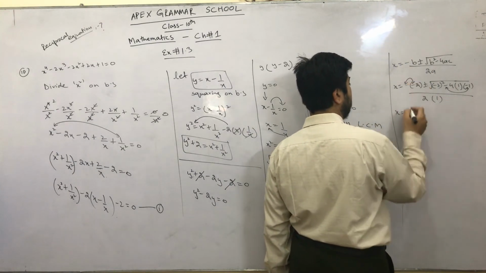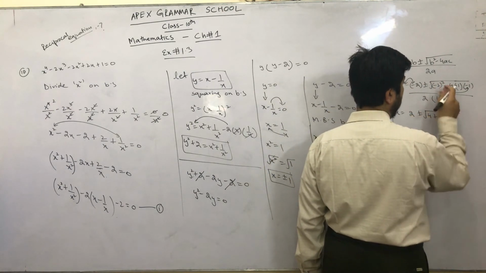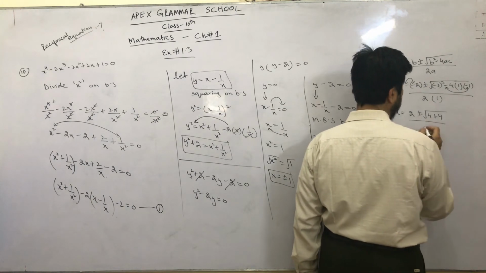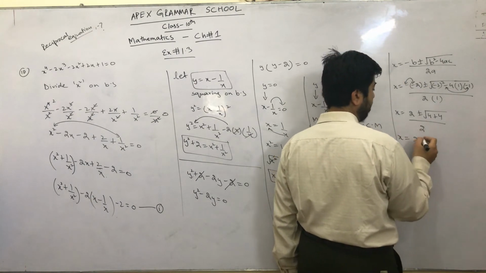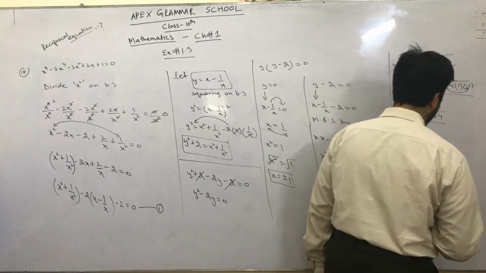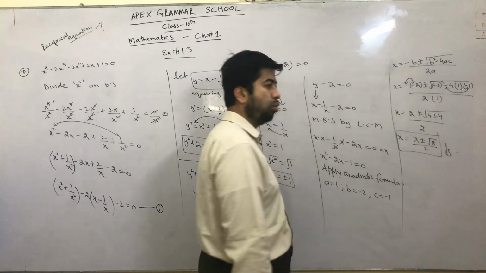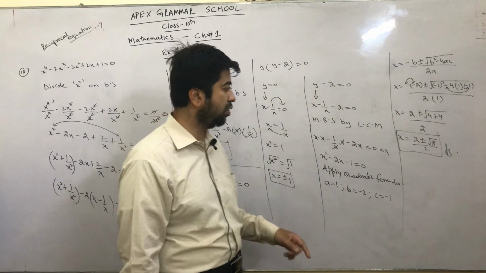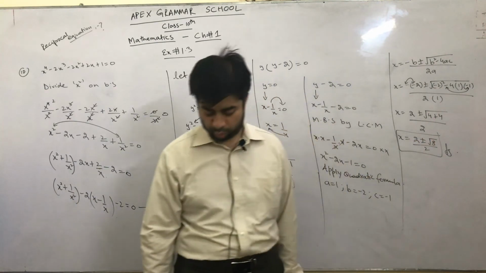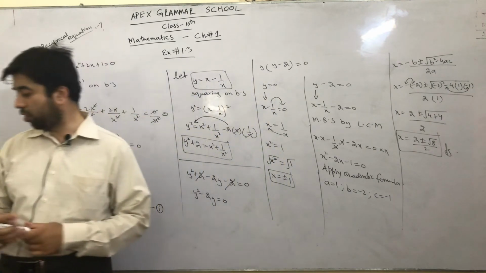Minus into minus, that is plus. Minus 2 square means 4 plus 4. And in denominator that is 2. So x equal to 2 plus minus square root 8 divided by 2. Basically 4 roots we have: 1, minus 1, and 2 plus under root 8 over 2, and 2 minus under root 8 over 2. So this was question number 10 from your exercise 1.3.